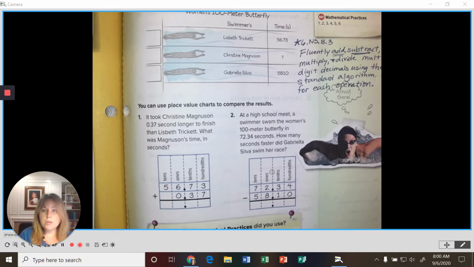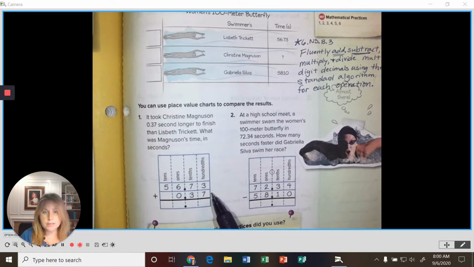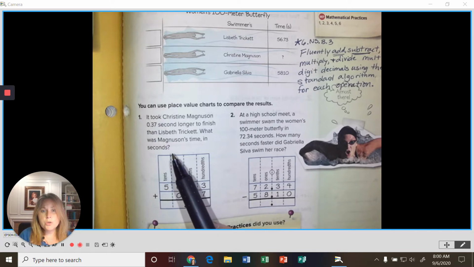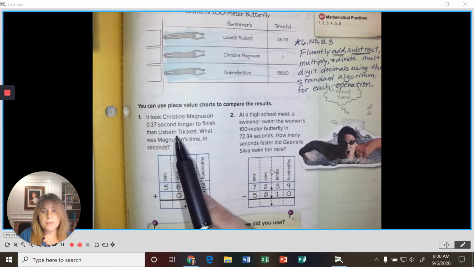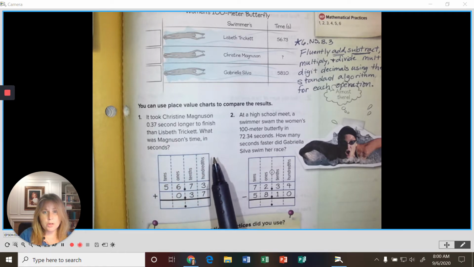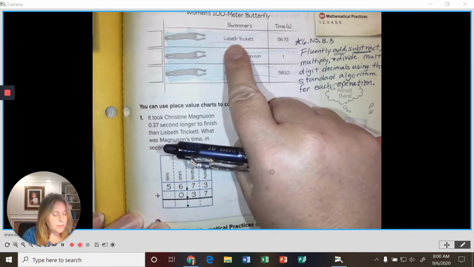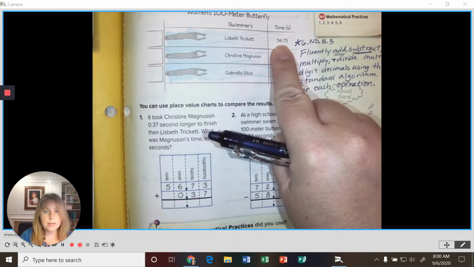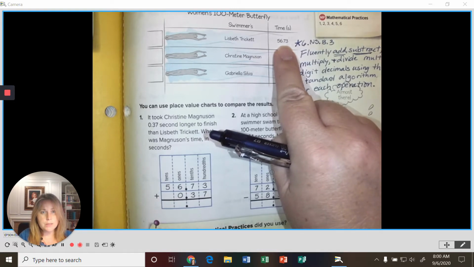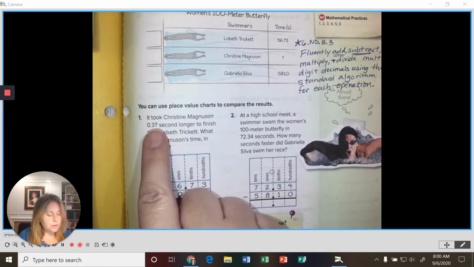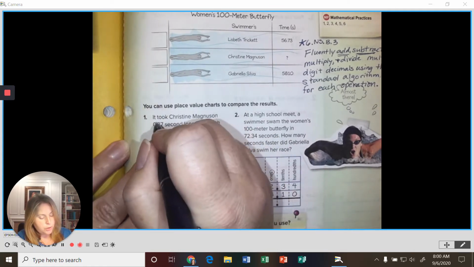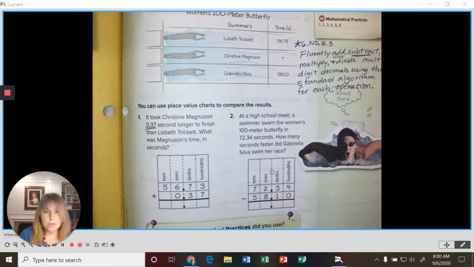Okay, so remember in swimming, the person with the smallest number for their time, in other words, the fastest person, the person who took the least amount of time, is the winner. Okay, so Christine Magnuson took 0.37 seconds, or 37 hundredths of a second longer. So what was Christine Magnuson's time in seconds? So here we take Elizabeth Trickett's time, 56.73 seconds, and then we add on to that the 0.37 seconds because that's how much longer it took Christine.